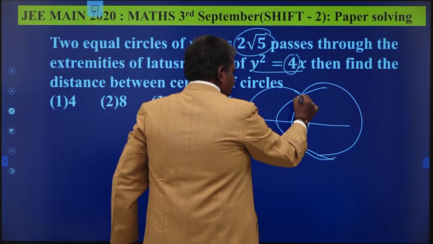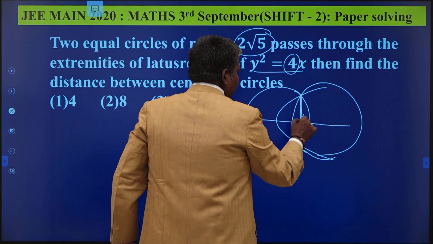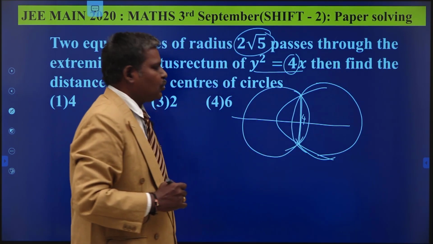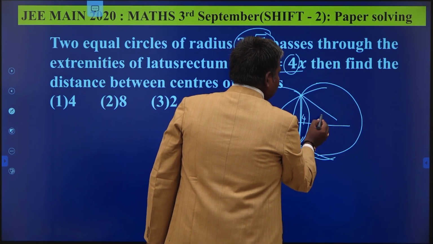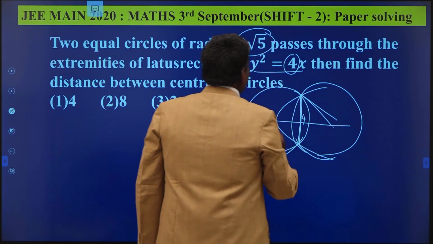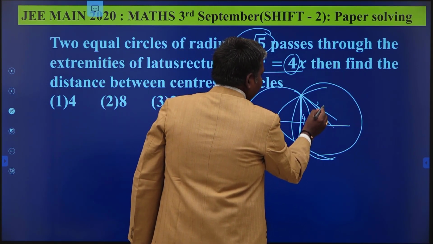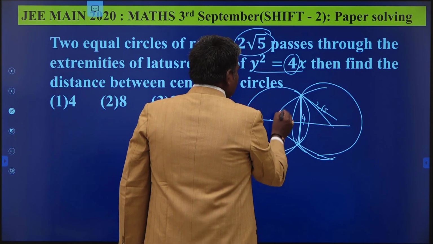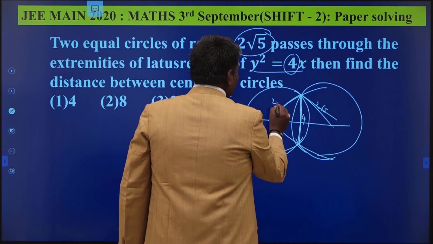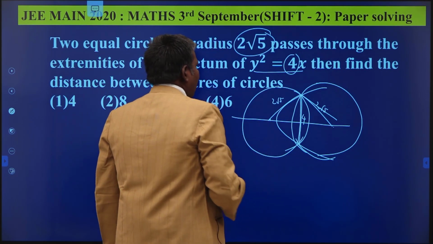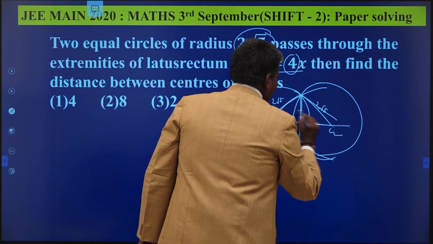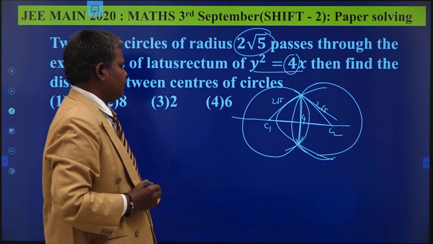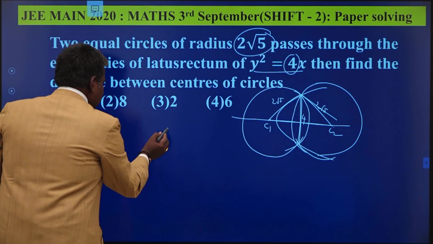What is its length? This length is 4. It is the length of the common chord of the two circles. And given to you, this is the radius of the circle, that is 2 root 5. This is also the radius of the circle, 2 root 5. Now we have to find the distance between the two centers. What is the distance from here to here? That is the question. So we have two circles in this manner.